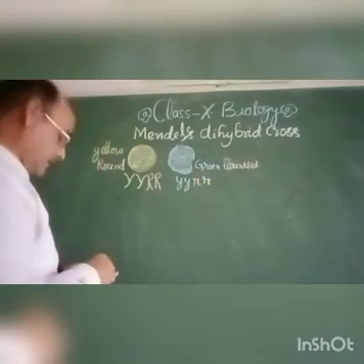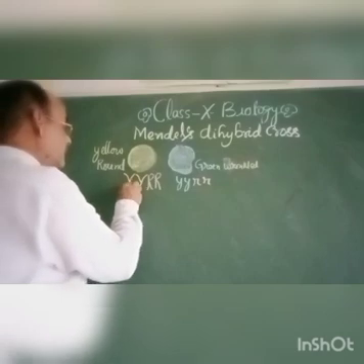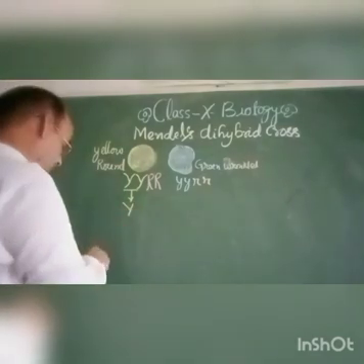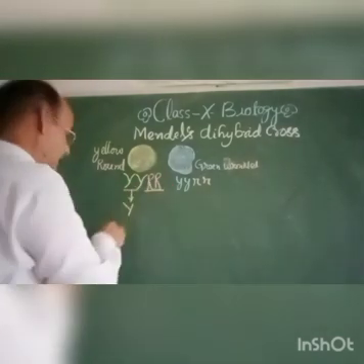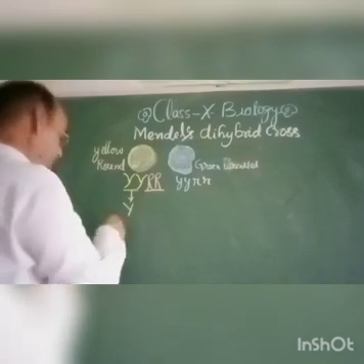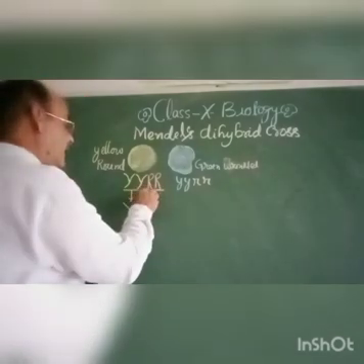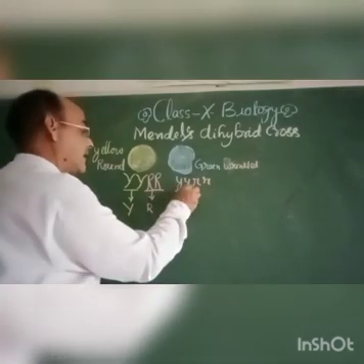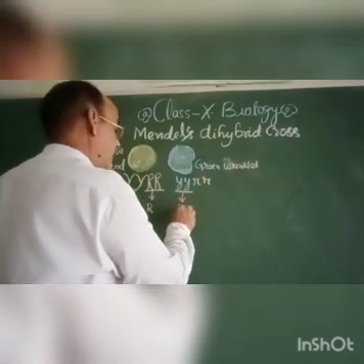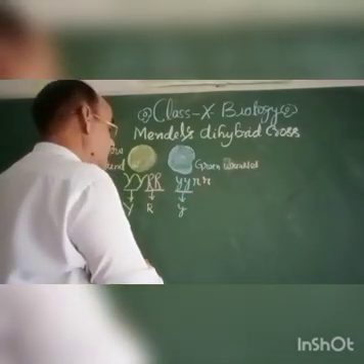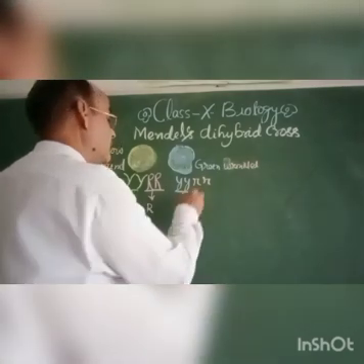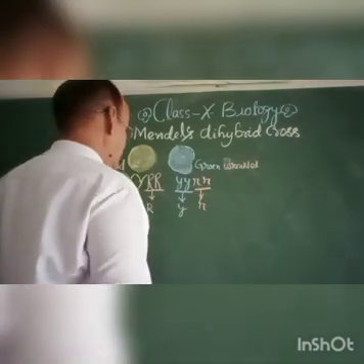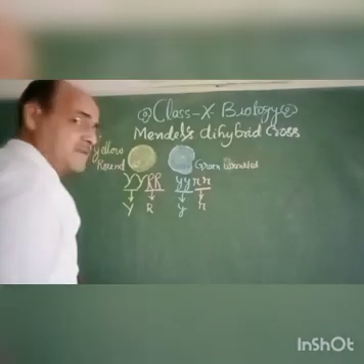So my dear student, let us start the gamete formation. This pair will make the gamete capital Y. This pair gives the gamete capital R. This pair will give the gamete small y, and this pair will give the gamete small r.